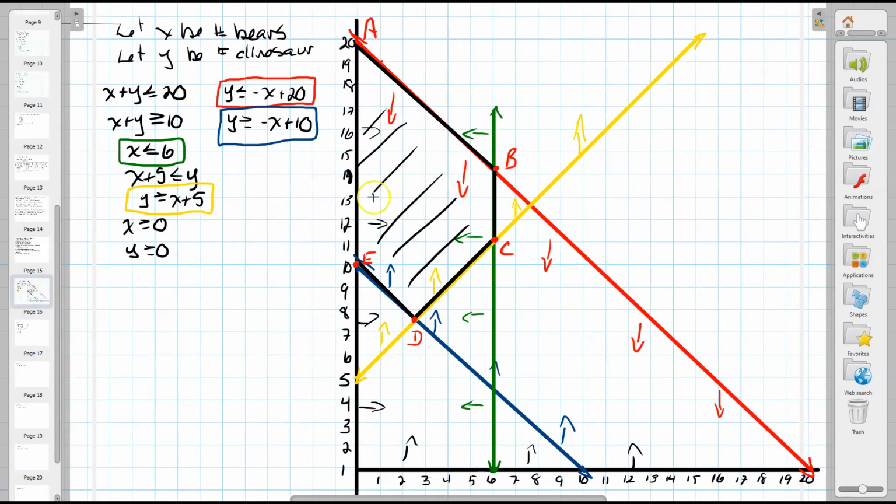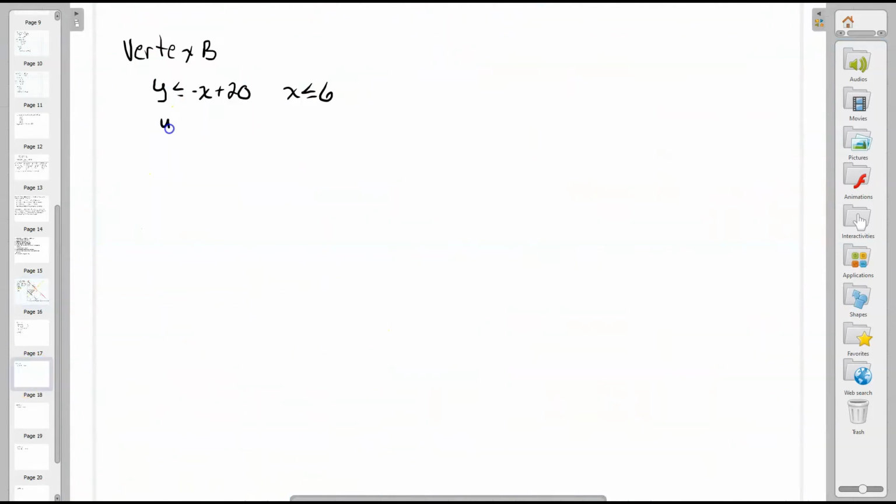Let's look at vertex B. Vertex B is the intersection of that same red line and the green line, x less than or equal to 6. Again, dealing with equations, negative x plus 20 and x equal to 6. I'm going to take this 6 and substitute it in. So we're using the substitution method again. Y equal to negative 6 plus 20. So y is equal to 14. We've got our x value, so vertex B is 6, 14.